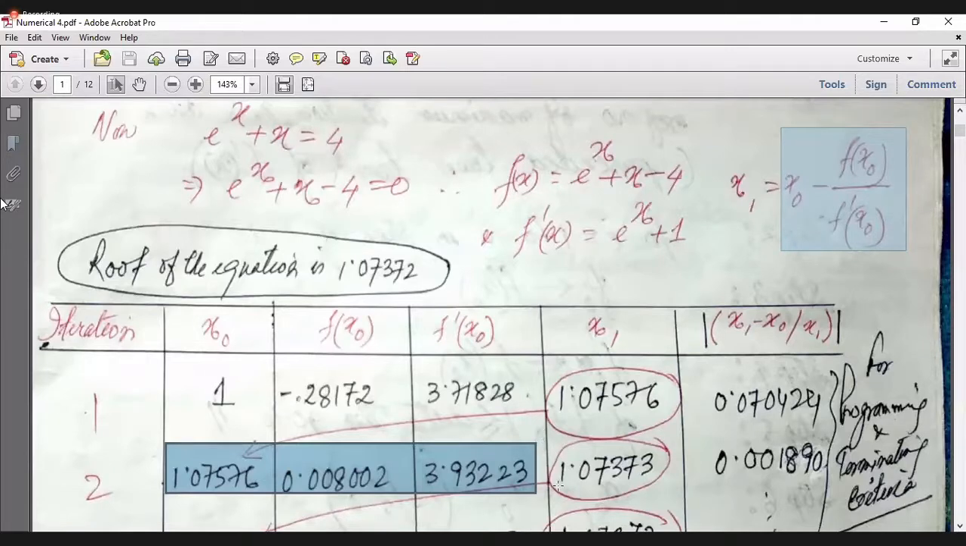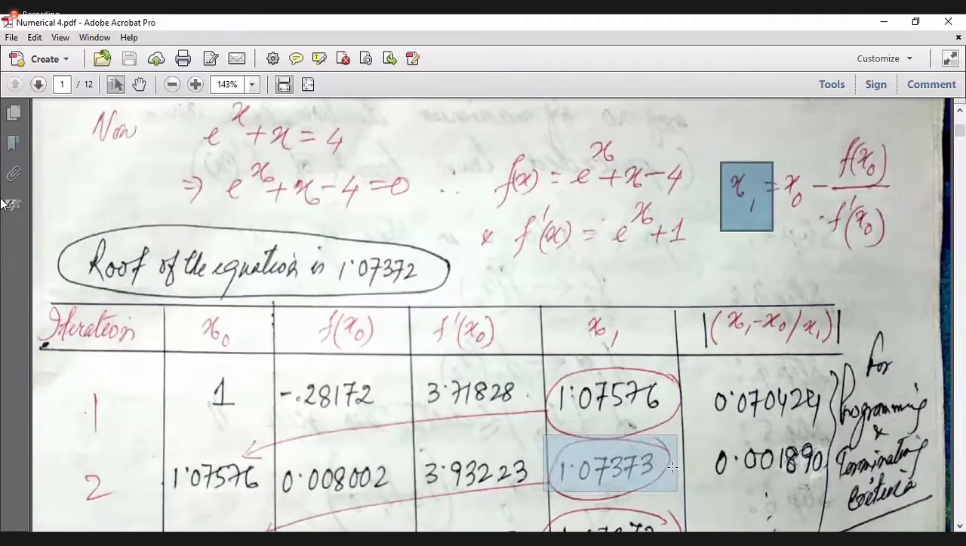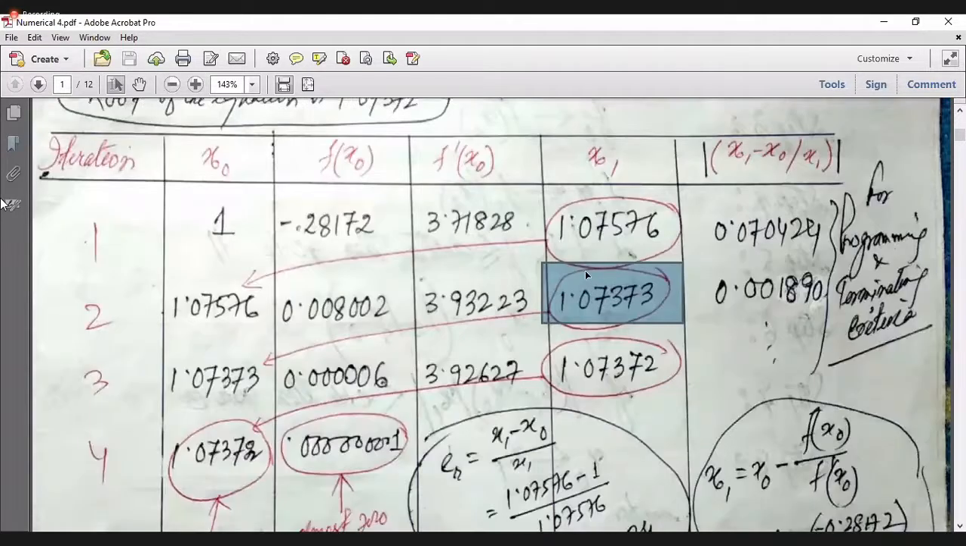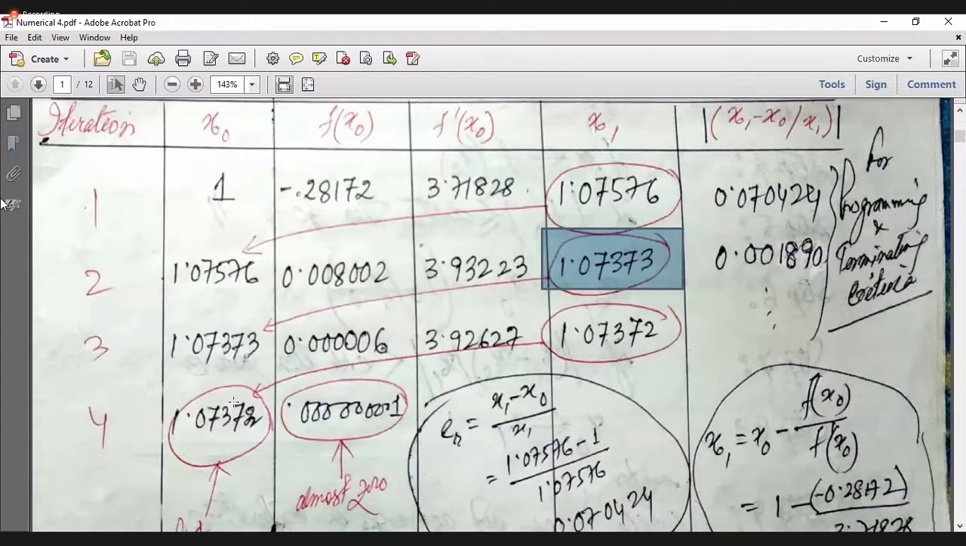So x1 is here again. As I told you, in this case it is only for checking the sign of the functions. Directly, this new value will again be the new value of x0. Yes, similarly, we are going to proceed here.